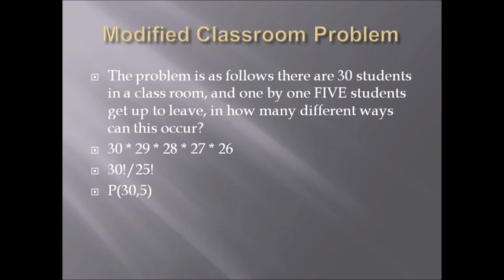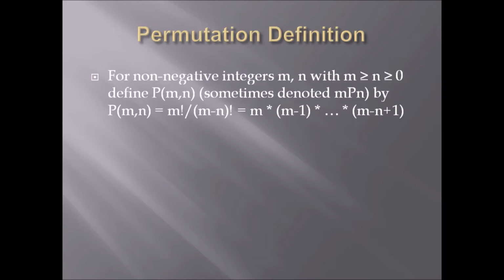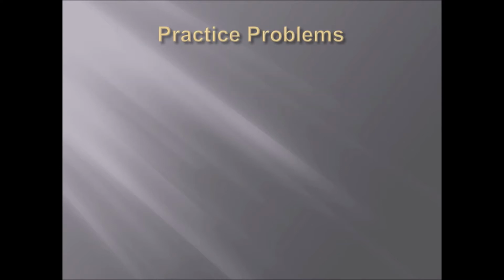So now let's give a proper definition to permutations. For non-negative integers m and n with m greater than or equal to n greater than or equal to 0, define P(m,n) by P(m,n) is equal to m factorial over m minus n factorial. That is equal to m times m minus 1 times all the way to m minus n plus 1. So it's like factorials, but you're cutting off after the nth number. Now let's look at some practice problems.